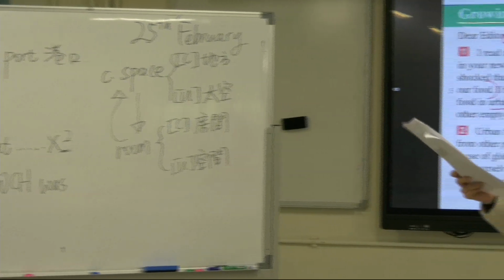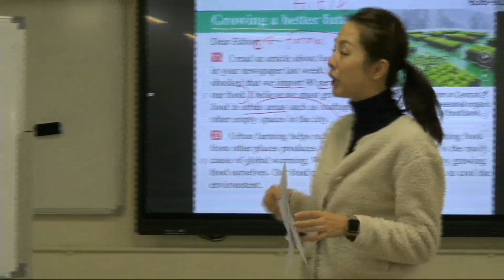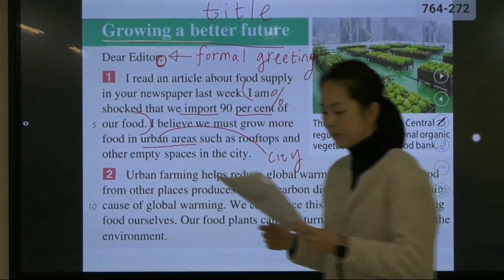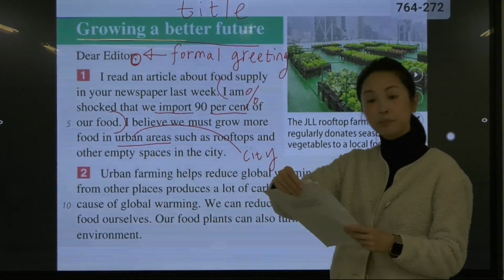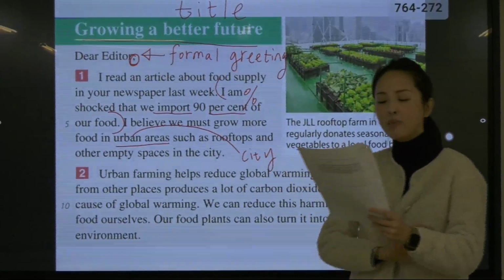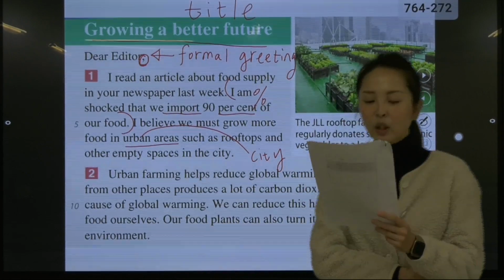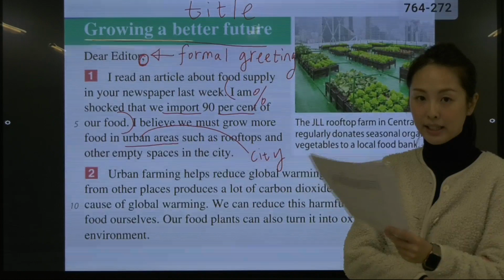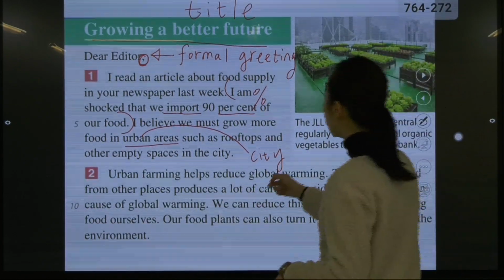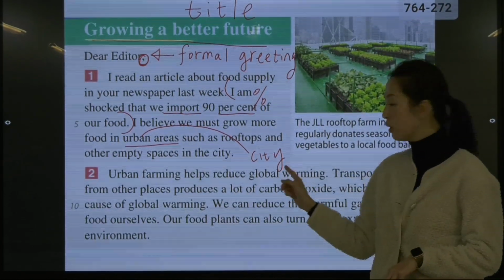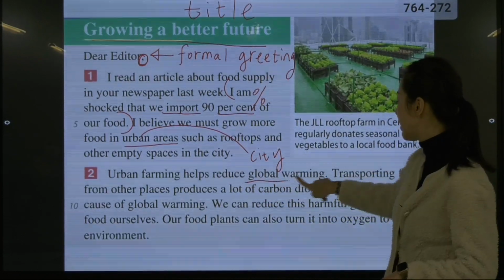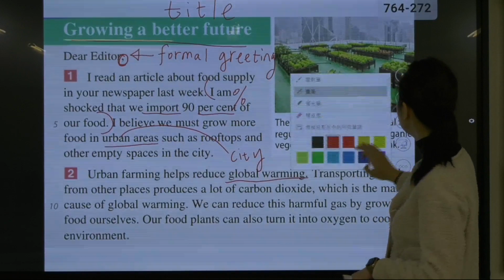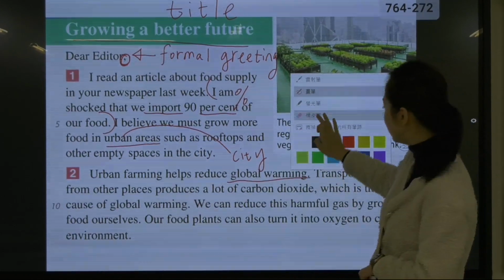Okay, if you finish, let's go back to our article again. Let's go to paragraph 2. Urban farming helps reduce global warming. Okay, there are a lot of new words here. So let's look at the first one, global warming. Global warming is a big word. I think most of you have learned this word in primary school maybe. 全球暖化.